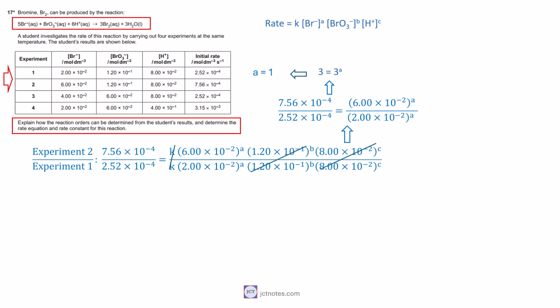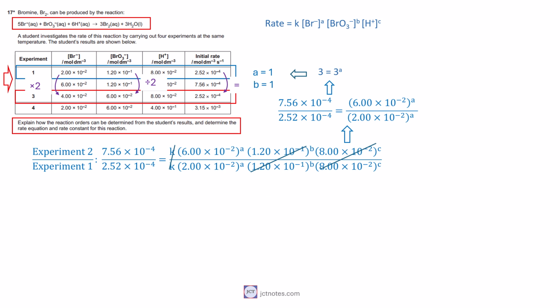If we compare experiment 1 with experiment 3, we notice that in experiment 3, the initial concentration of bromide has been doubled, while the concentration of bromate has been halved. Despite these changes, the initial rate of reaction remains the same. Since we already know that the reaction order with respect to bromide is 1, A equals 1, we can conclude that the reaction order for bromate is also 1, B equals 1.